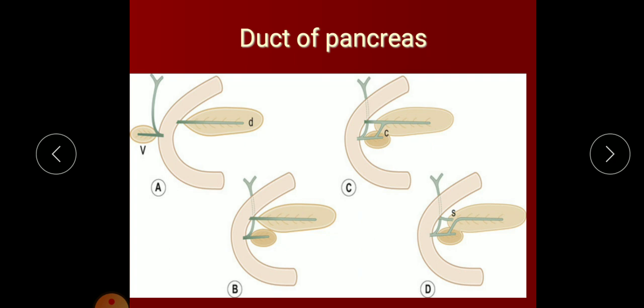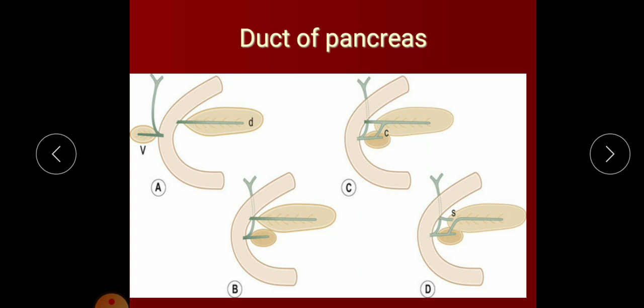Okay. So now what happens? This ventral has undergone rotation here and reached just below the dorsal. And now you find an anastomosis occurring, an anastomotic channel between the dorsal and the ventral. So this is your dorsal pancreatic bud. You find an anastomosis between the dorsal and ventral pancreatic duct, and this is the ventral pancreatic duct.